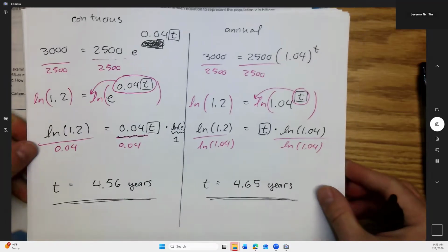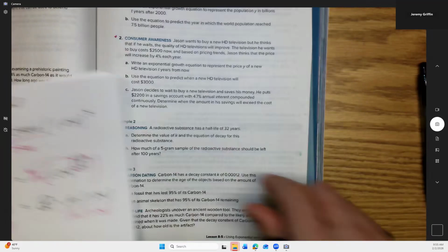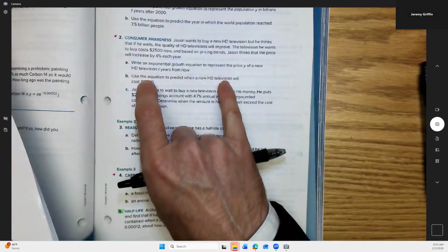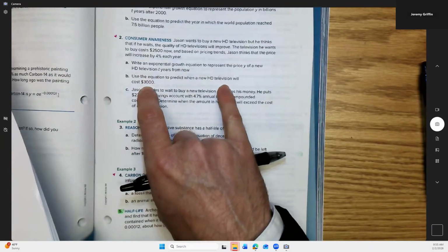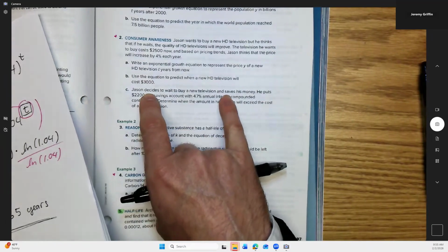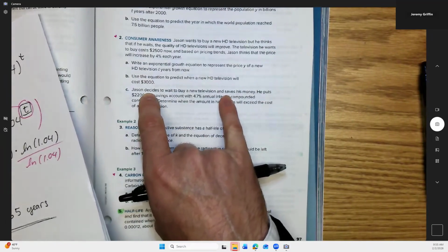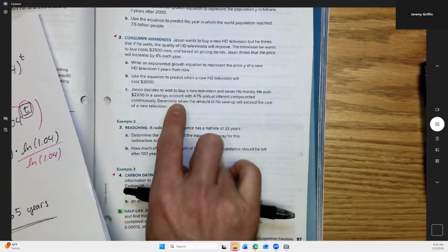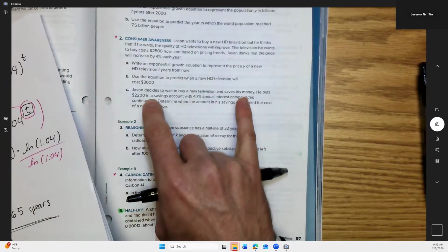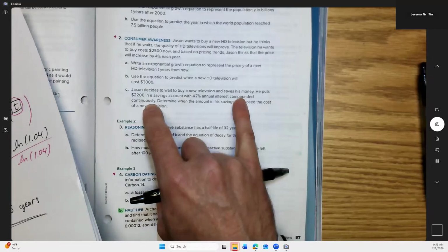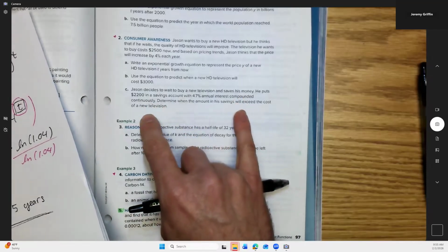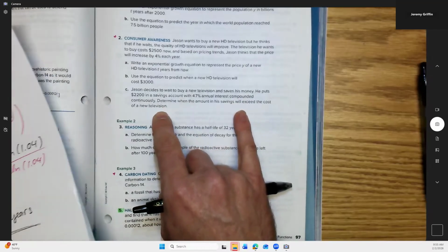Any questions? So we got a couple of interpretations on part A, and we carried this over to part B and solved that. Question C: Jason decides to wait to buy a television and saves his money. He puts $2,200 into a savings account with 4.7% annual interest compounded continuously. It's really nice they specified that because now we definitely know which model to use. Determine when the amount in his savings will exceed the cost of a new television.